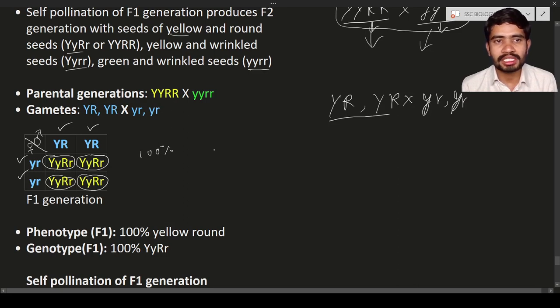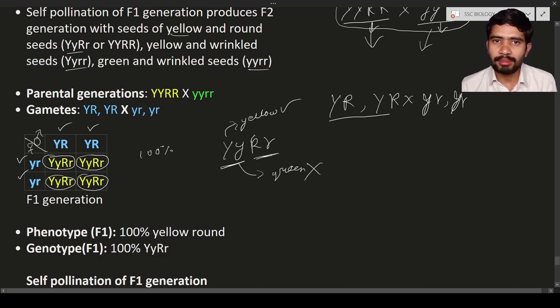How yellow round? Here you can say capital Y, capital R, small r. Two types of genes are there: one is for the color, one is for the shape. It is yellow because in this pair the capital Y is there. If there is capital Y, the yellow color gene will express, because it is dominant. The small y is green, and it will not express because it is recessive, so only yellow color will express.